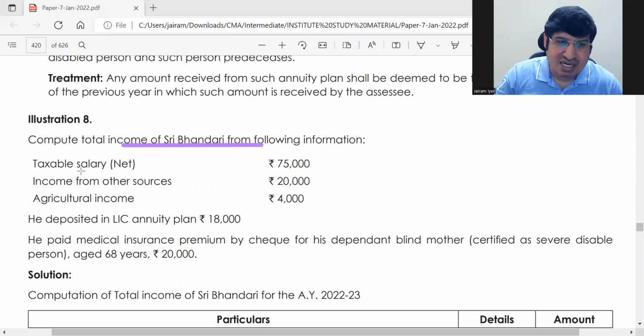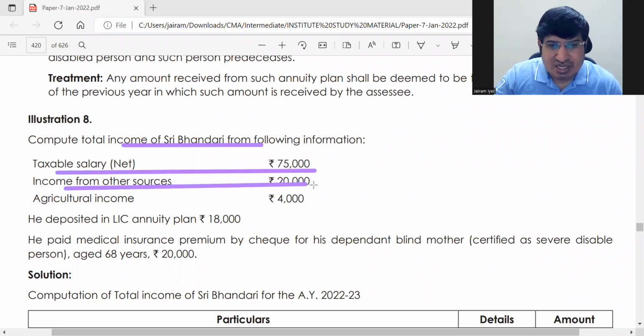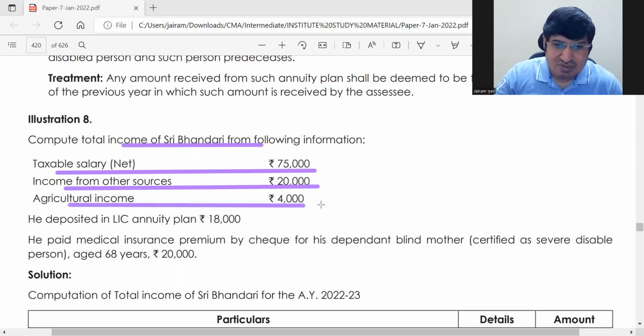Income of Shri Bhandari: taxable salary is 75,000, IOS is 20,000. These are all net figures that have been given. And agricultural income is 4,000. Agricultural income is exempt from tax.